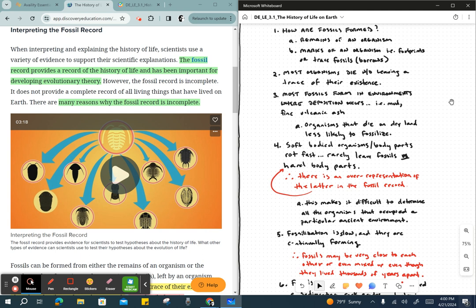Oftentimes, obviously, we're going to be looking for the remains of organisms. That's one way you can form a fossil. If it's not the actual remains of an organism, then it's some trace, some evidence that that animal was there. Think of a dinosaur walking in a seabed or in some mud, and it leaves a footprint, and that footprint is preserved, right? This would be what we call trace fossils, or burrows is the term.